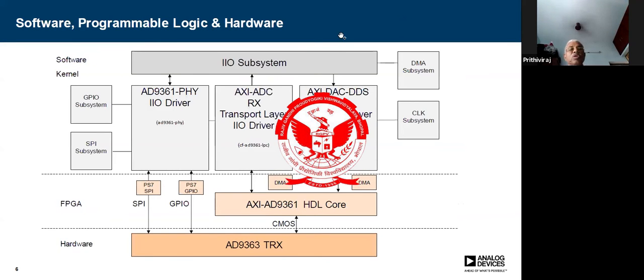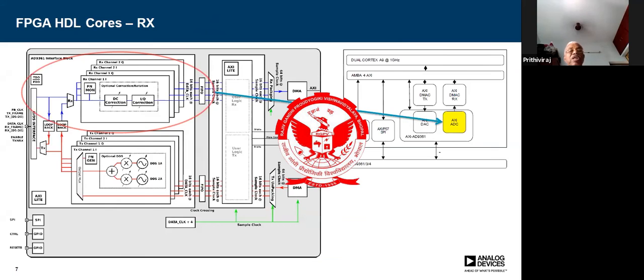Yeah, so software, programmable logic and hardware, how they are segregated, different domains and where they are, what the requirements are and how they can be brought in and combined together. Next. The FPGA HDL course and what that is basically looking up to, and we have a zoomed version of that brought in and it shows how this whole thing is configured. Next slide.